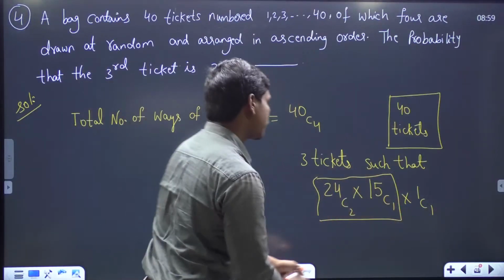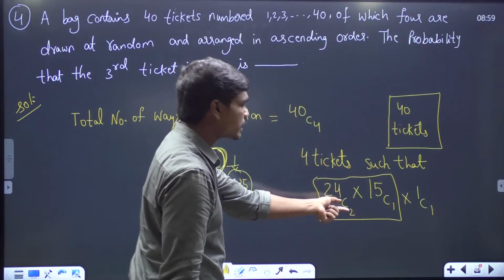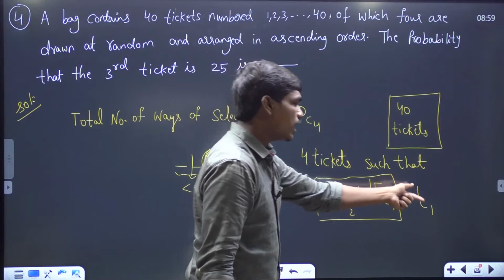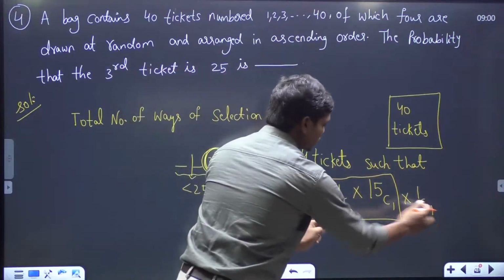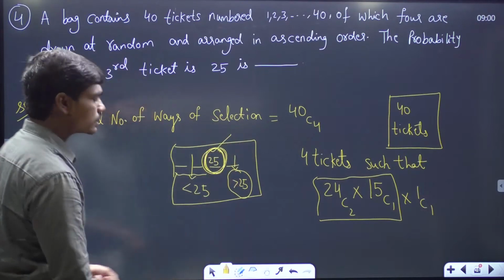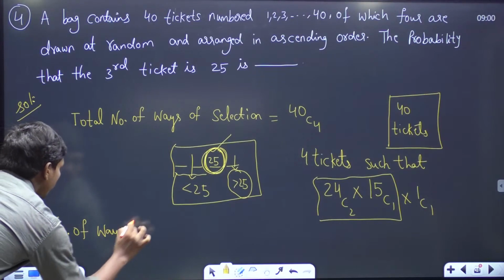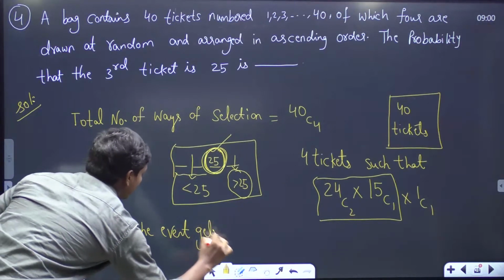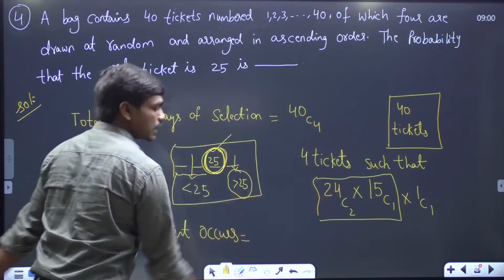Now let us write 4 tickets in this combination, where you are selecting 2 tickets from the first to 24th ticket, 1 ticket from the 26th to 40th ticket, and 1 ticket which is 25. Definitely this should be selected because you should have that in the third place. If you select a combination in this way, then definitely when you arrange them in ascending order, this 25 will be in the third place, correct? So the number of ways the event occurs is equal to the number of ways you can select these tickets.